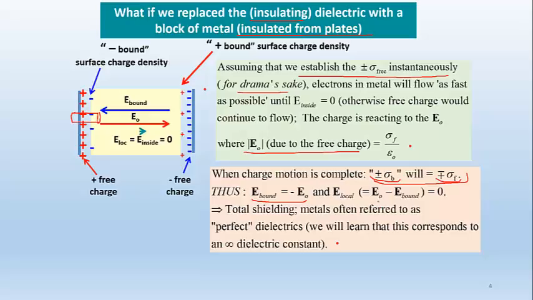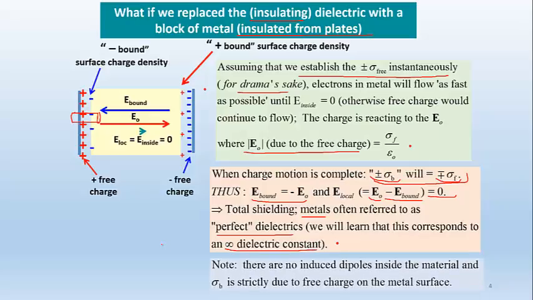So doing that then, we add up the E bound with the minus sign with the E0, and we get 0 field. So this would be the local or E field inside. So we have total shielding. So sometimes we refer to metals as being perfect dielectrics, and we'll learn that this corresponds to an infinite dielectric constant. So note that there's no induced dipoles inside the metal. Sigma B is strictly due to the free charge on the metal surface.